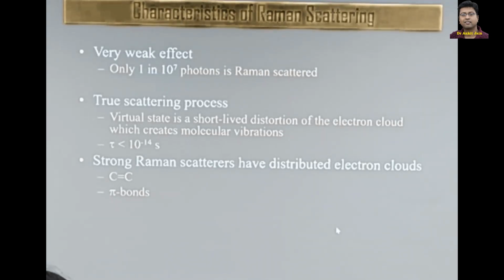And you can see the distribution of these electron clouds depending upon the peak positions. ये peak positions कहाँ पे shift हुए हैं? You can find out whether this is a C double bond, C triple bond, or a pi bond. What are you seeing?